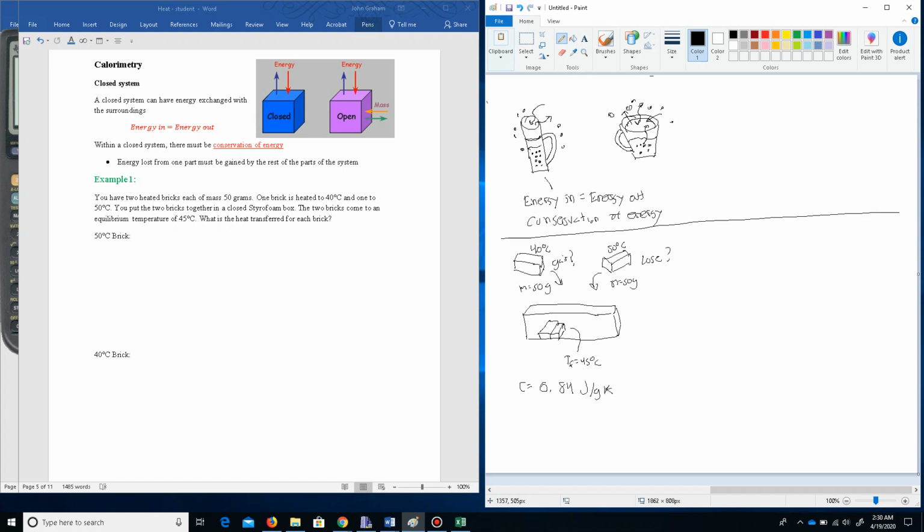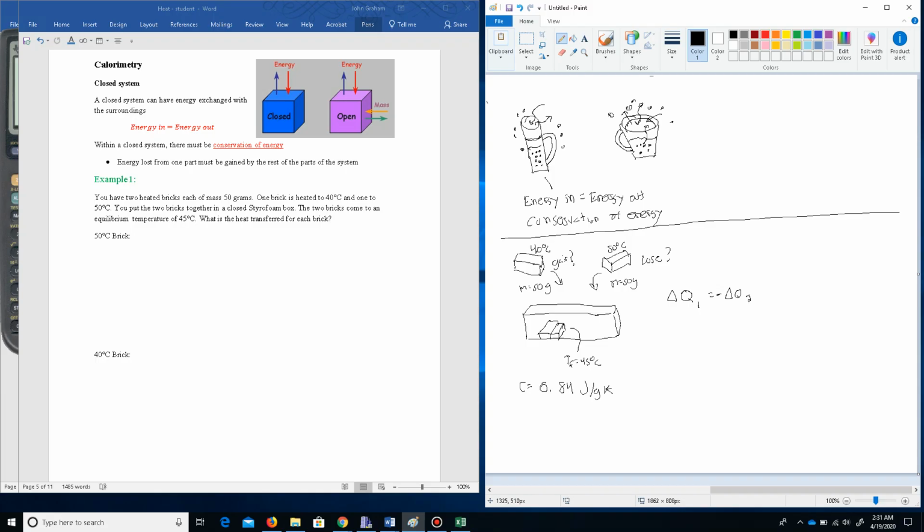So for the heat exchange, the heat transferred in has to equal the heat transferred out. The heat transferred from brick 1 has to equal the heat that went into brick 2. One has to gain it, one has to lose it, so we'll make one negative.